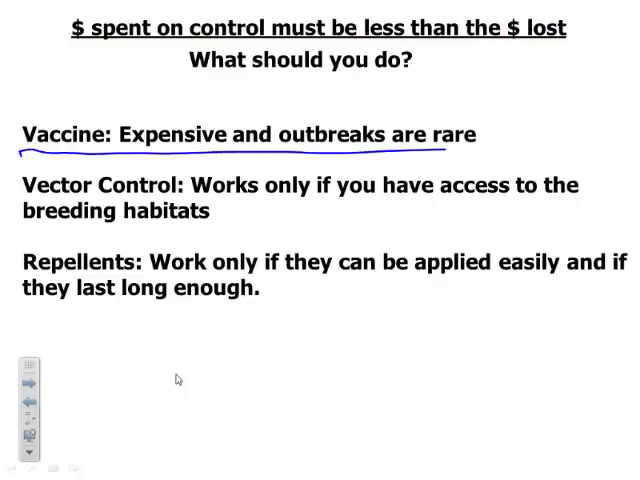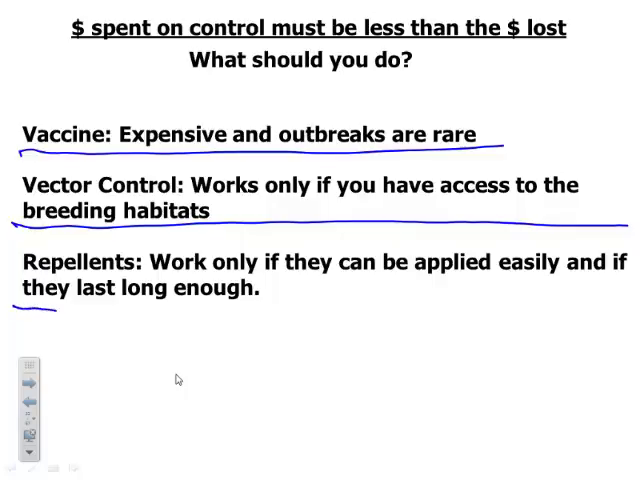So I could use a vaccine for bluetongue, but they're extremely expensive compared to the risk of the disease, and outbreaks are rare. I don't want to vaccinate every year. The last time they had an outbreak in Wyoming was 20 years earlier, a big outbreak. Vector control works if you have access to breeding habitats, but we're talking about huge expanses of open land, so you would have to aerially spray, and you can't do that in a lot of places. Repellents are almost never used on livestock, and only work if they can be applied easily and last long enough to prevent transmission. But that's actually what we worked on.